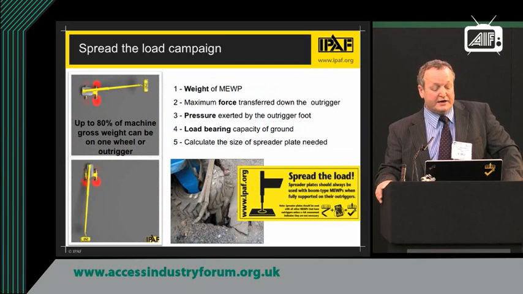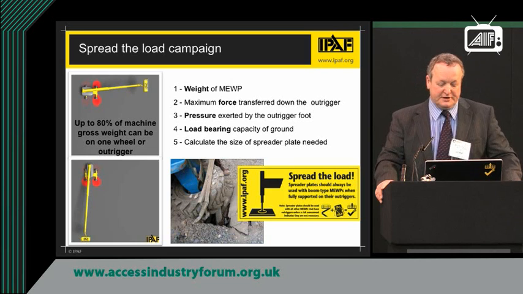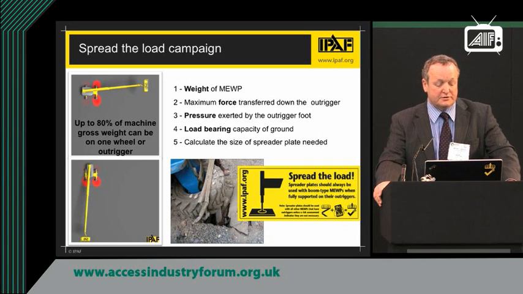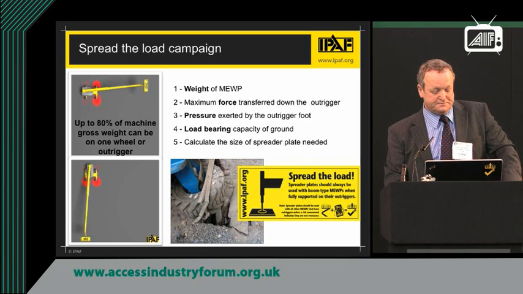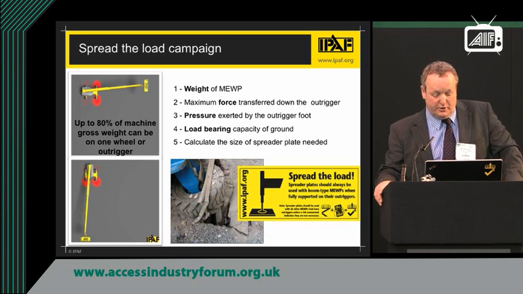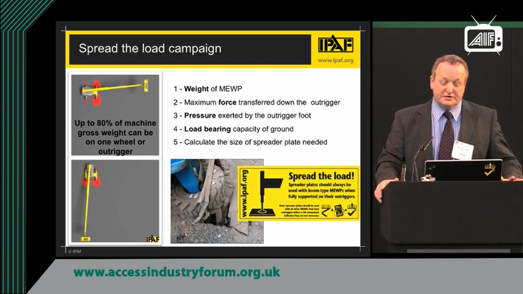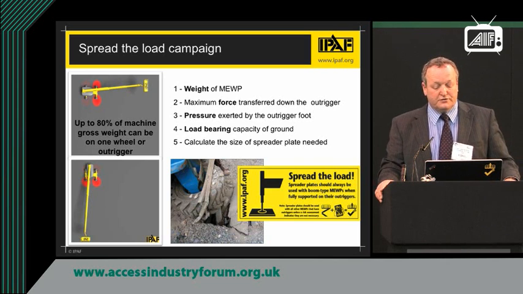It's a little known fact that 80% of the machine's gross weight can be sent down one wheel or one outrigger on a boom type MEWP when the boom rotates round. 80% of the weight can go down one outrigger or one wheel. That can result in consequences such as the one you see there in the picture, of machines punching through manhole covers and then overturning. So this isn't an issue which is solely down to machines with outriggers. It covers the whole of the industry.